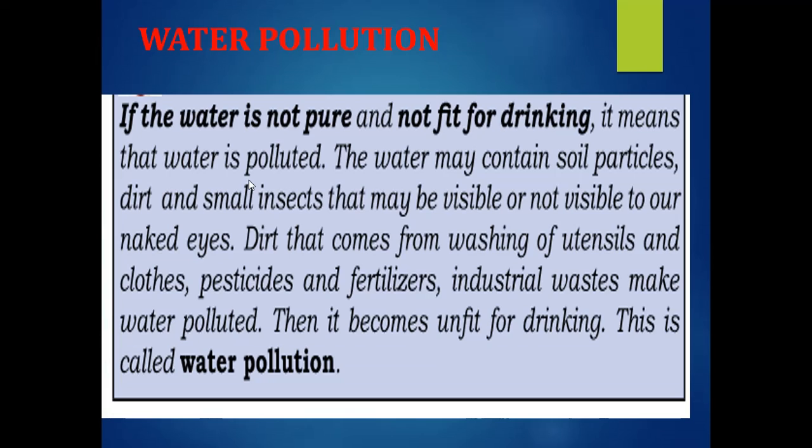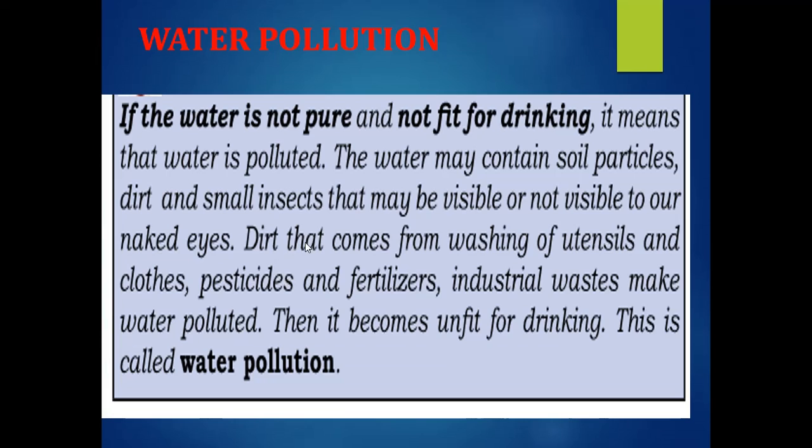So how will the water get polluted? The water may contain soil particles, dirt or small insects which may be visible or not visible to our naked eyes. The water will be said to be polluted if it contains soil particles or dirt or small insects. Sometimes it can be seen by our eyes, or sometimes it is not visible to our eyes.